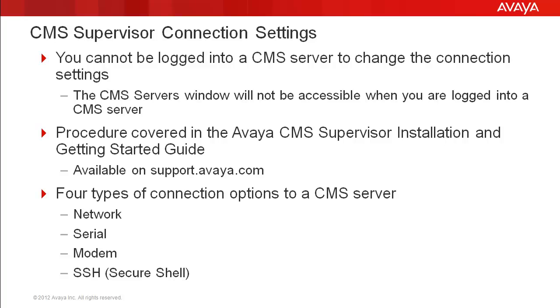The procedure to change the connection settings is also covered in the CMS Supervisor Installation and Getting Started Guide. This document is available on the support.avaya.com website. There are four types of connection options available to connect to a CMS server: network, serial, modem, and SSH or secure shell. I will cover these options in more detail in the upcoming demo.